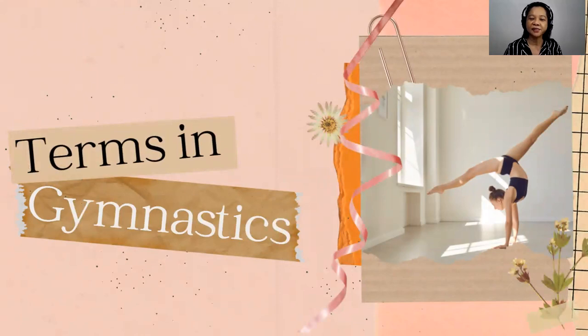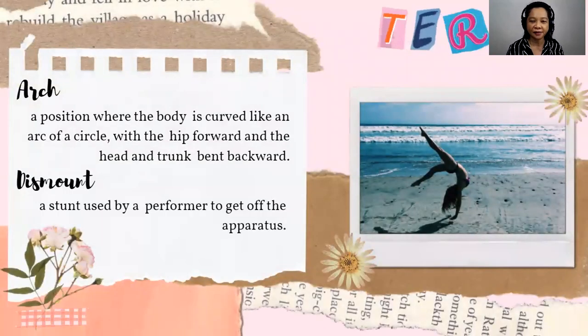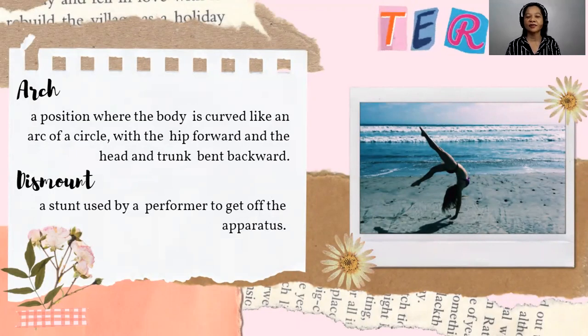Okay, so the terms in gymnastics are the following. Number one, the arc, a position where the body is curved like an arc of a circle, where the hips, the head, and the trunk bend backward. So the body is arced, bending backward, almost touching the head, moving backward.